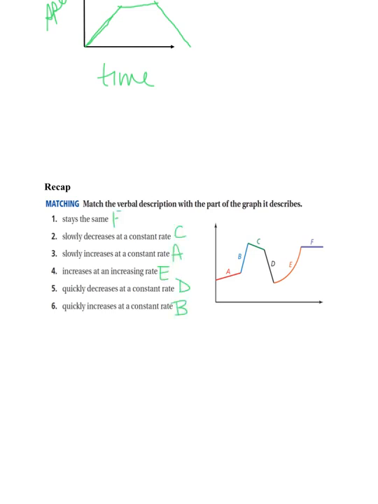You can see that F is where it's staying the same. Slowly decreases at a constant rate is going to be C. Slowly increases at a constant rate is going to be A. Increasing at an increasing rate, that's going to be E. Quickly decreases at a constant rate, that's a super steep slope down, that's D. And then quickly increases at a constant rate, that's going to be B. So we can sketch graphs and analyze graphs without any values, just by describing the way that they're going. Are they increasing? Are they decreasing? Or are they staying at a constant rate?